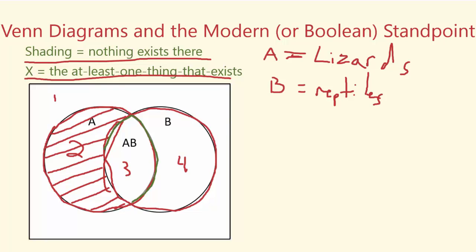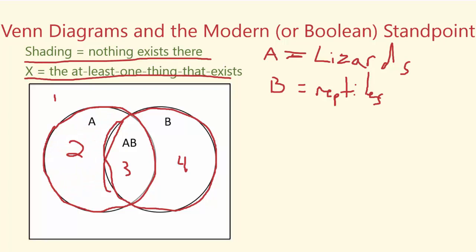But instead of a universal claim, we might have a particular claim. So we might say some lizards are reptiles, in which case we're saying there's at least one thing that's both a lizard and a reptile. Well, being that that's what we're asserting, then what we would do is take an X, since that represents at least one thing existing, and we would put it in the area that makes this at least one thing both a lizard and a reptile.